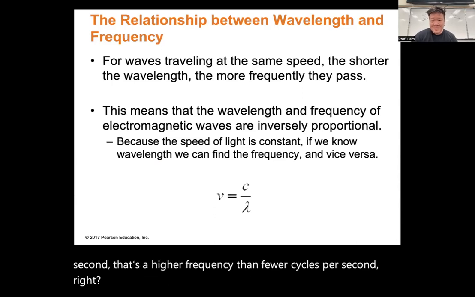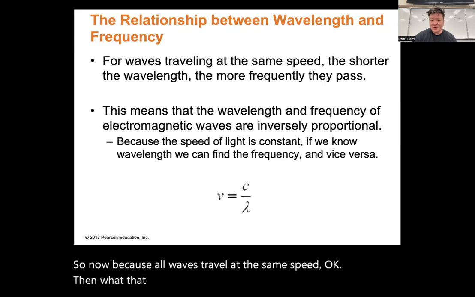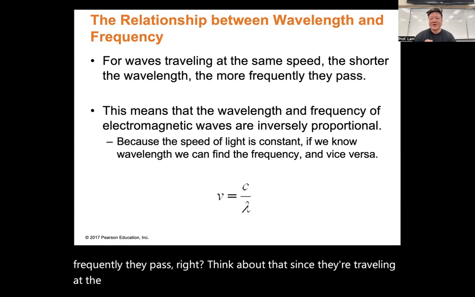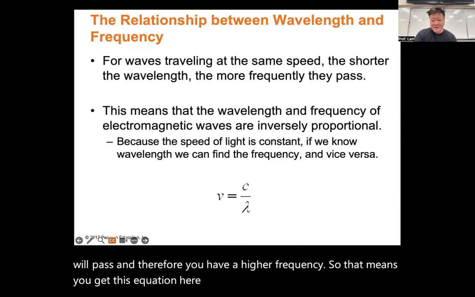So now, because all waves travel at the same speed, okay, then what that means is the shorter the wavelength, the more frequently they pass, right? Just think about that, since they're traveling at the same speed. So if they have shorter wavelength, more peaks will pass, and therefore you have a higher frequency. So that means you get this equation here, okay?